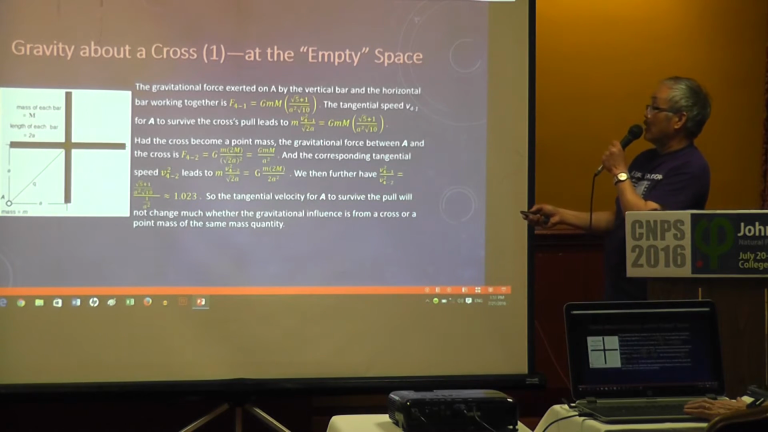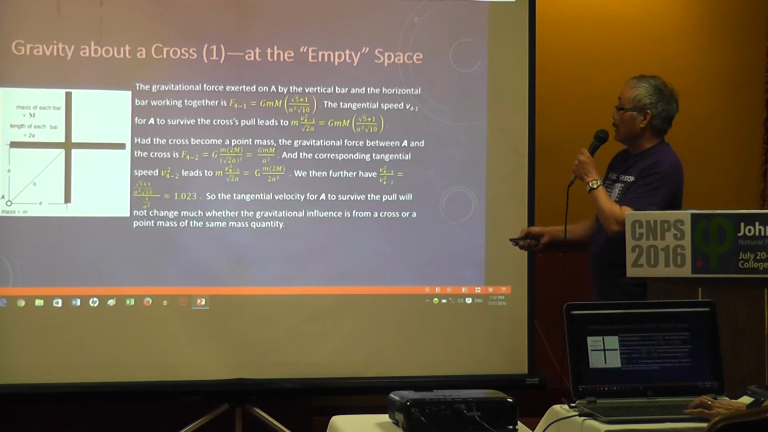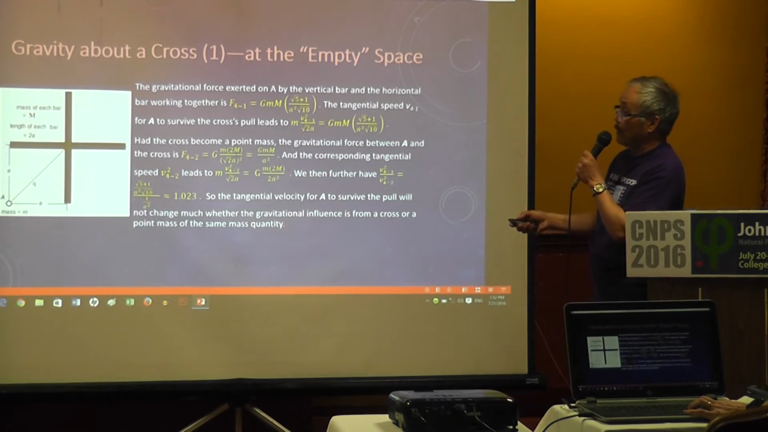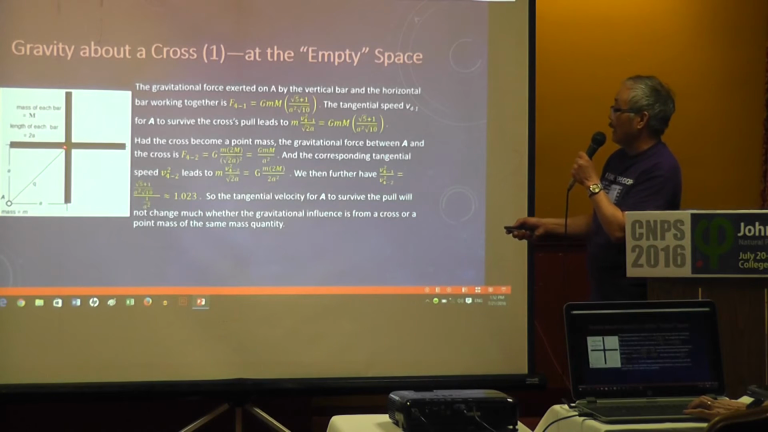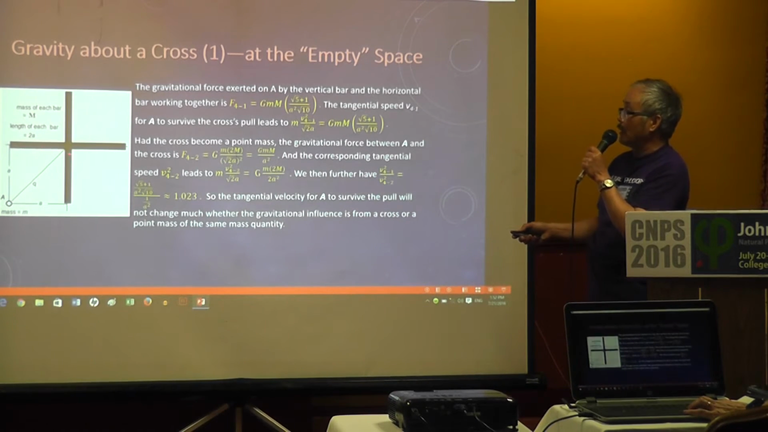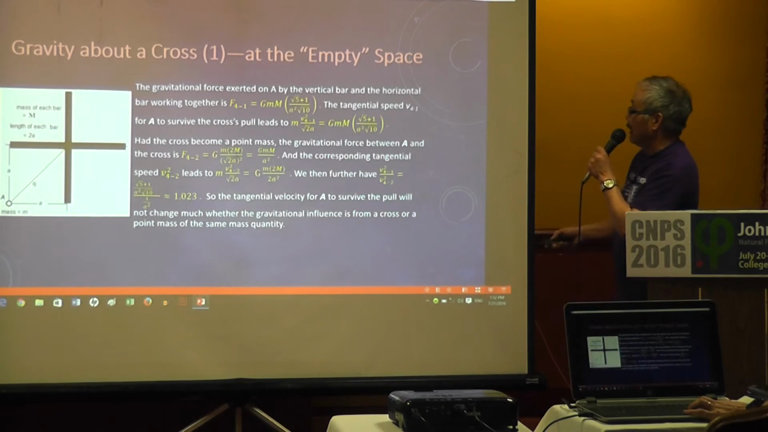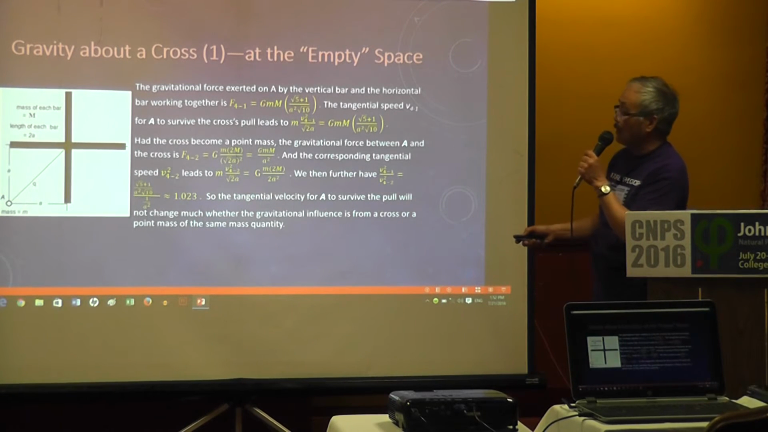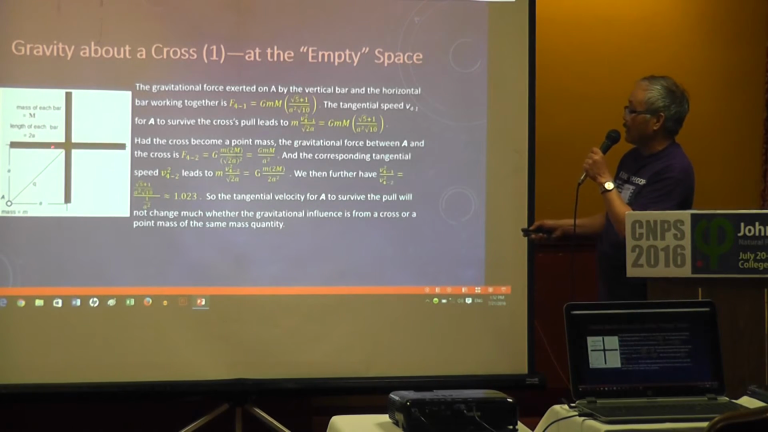Okay, in this situation, I use two bars perpendicular to each other, and at this location, the gravitational force experienced by A is almost like the normal force here. And the gravitational force resulting in the tangential speed here is almost the same as the normal force. Next, please.